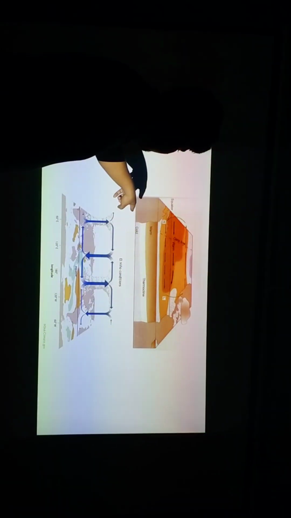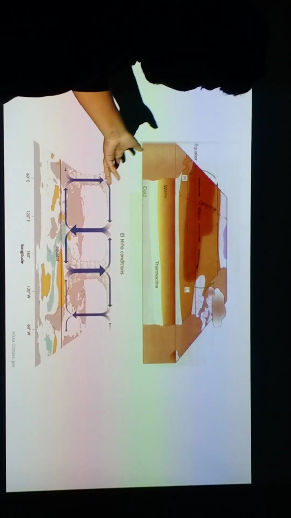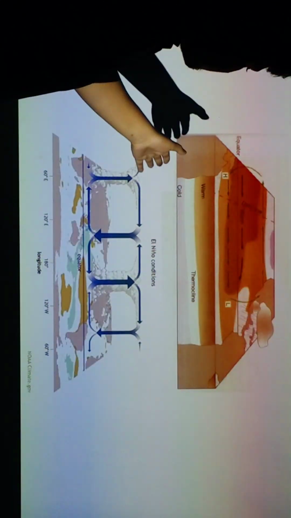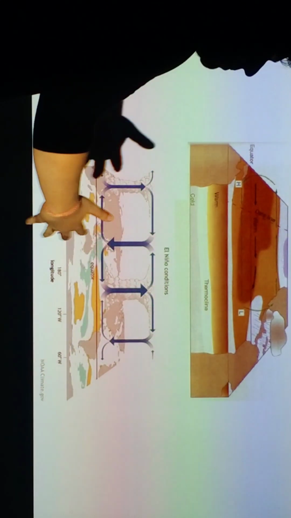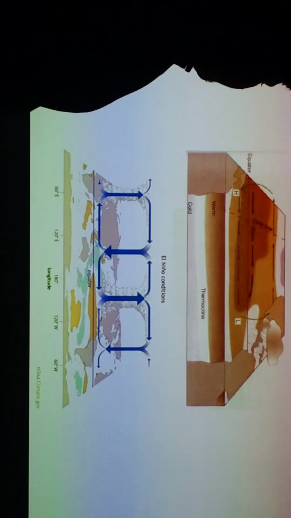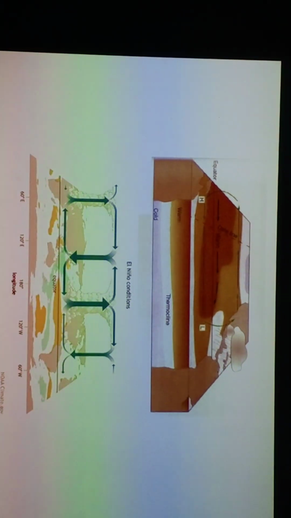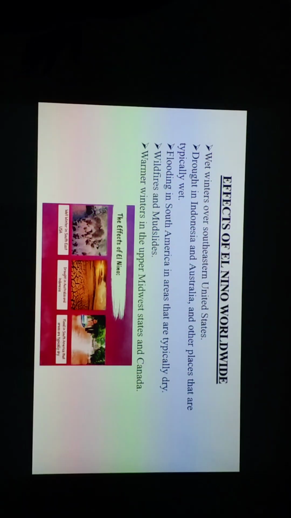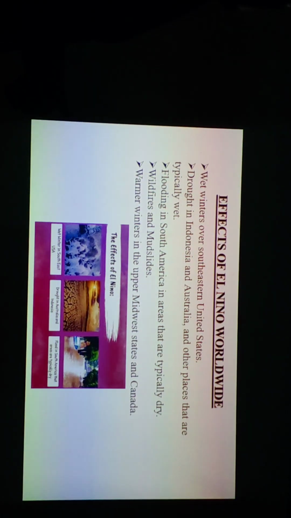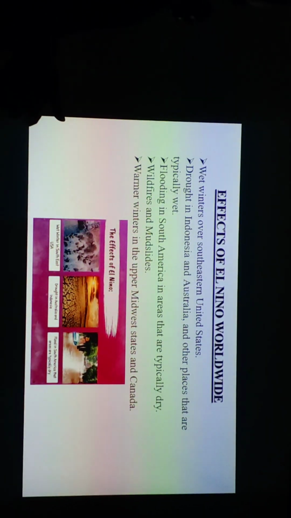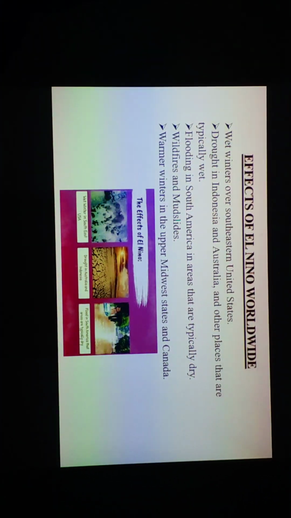And in the water circulation cycle, you can see the arrow direction is reversed, so you can simply call it reversal circulation or anti-Walker circulation. The large looping pattern that we have already seen in the La Nina and normal conditions will get reversed. So in case of El Nino worldwide, there will be just the opposite cases compared to La Nina and normal conditions. There will be a wetter winter in Southeast USA, drought in Australia and Indonesia, and floods in South America, in areas that were typically dry.